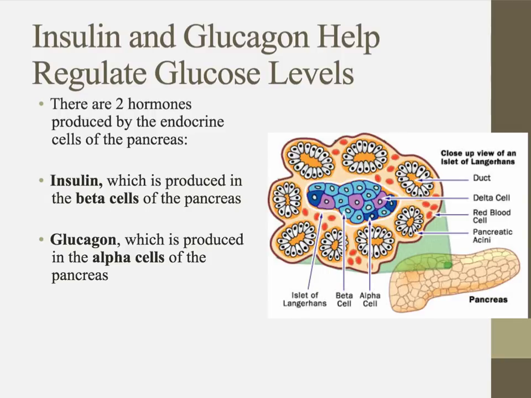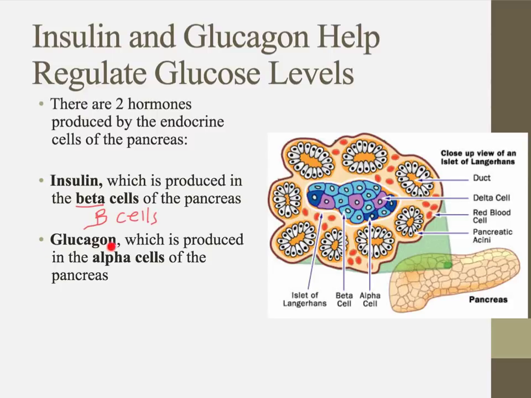There are two hormones produced by the endocrine cells of the pancreas. We have insulin, which is secreted by beta cells. Now, beta, you might sometimes see written like this. You might also see it written in its abbreviation, like a big B with a fancy tail. You need to know both.